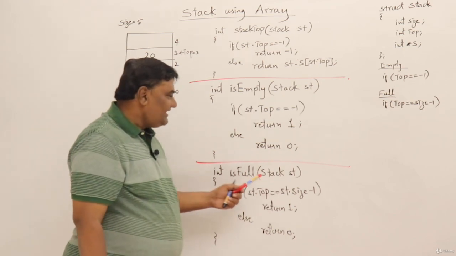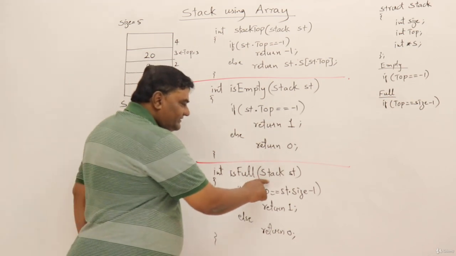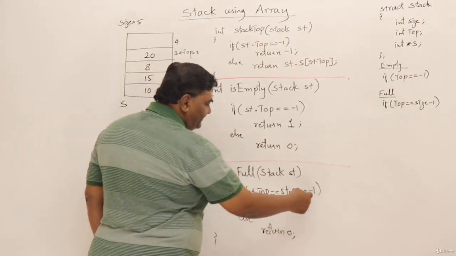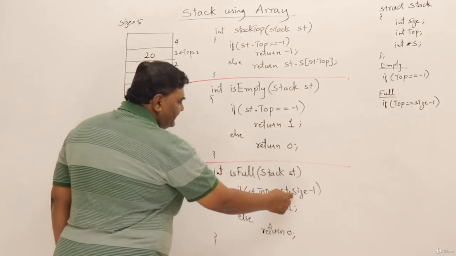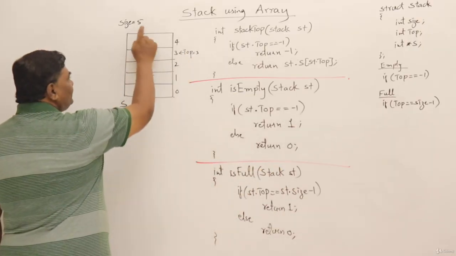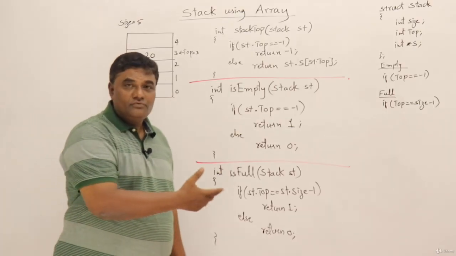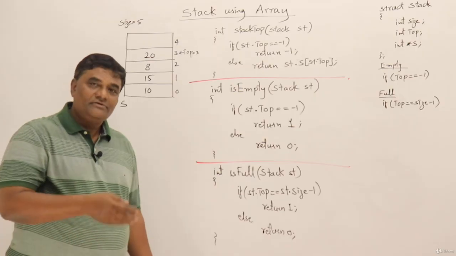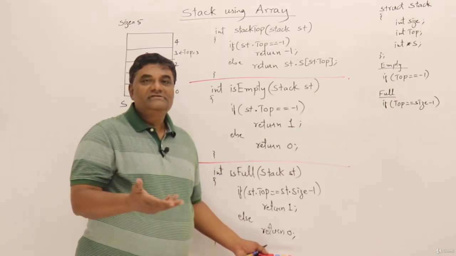So it is taking this stack by value, and here it is checking whether top is equal to size -1. And both are inside the structure. So st.top is equal to st.size -1. Is top equal to size -1? If yes, then return true. True means a non-zero value in C language. So it is returning 1. Else the stack is not full, so return false, that is 0.